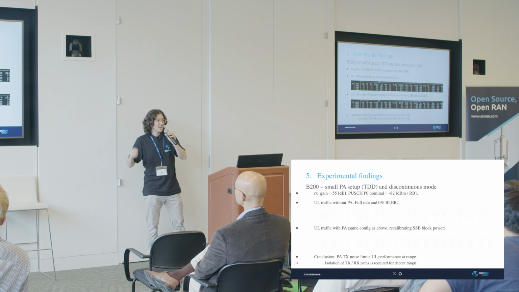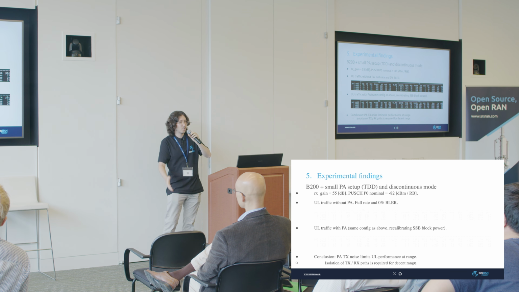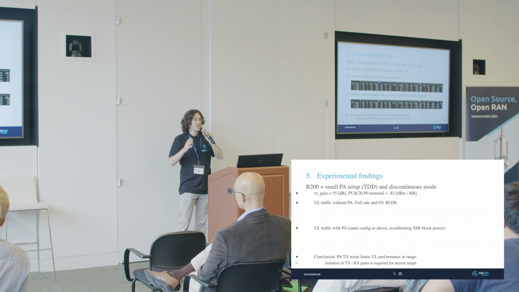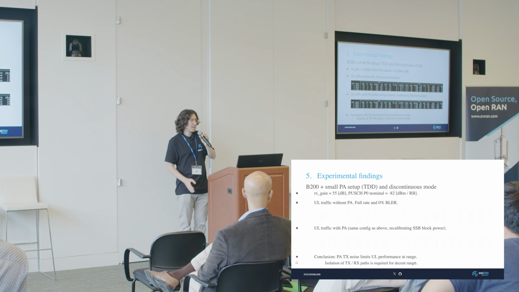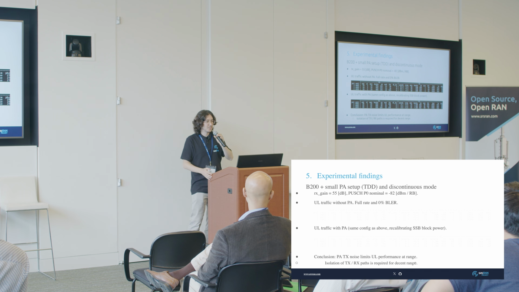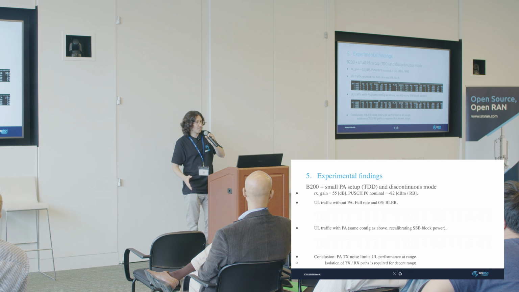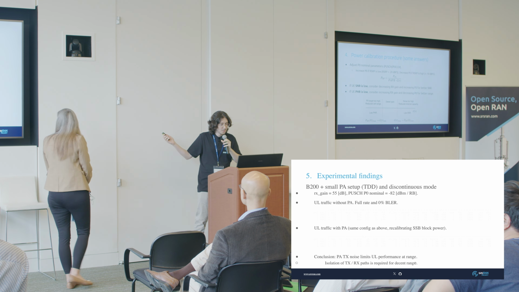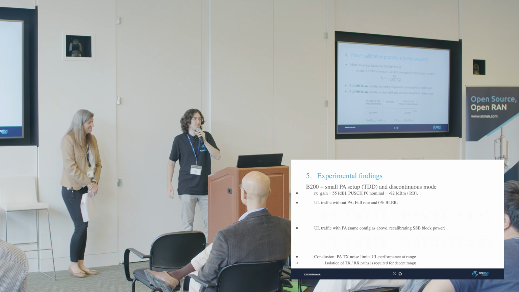You cannot just say, hey, I put an external power amplifier, now I have more downlink power, everything looks fine. No, you will screw up the uplink. And what this means is that you need to have a proper RF front end if you want to achieve decent performance and decent range with a USRP. Otherwise, it's totally impossible to find this sweet spot.